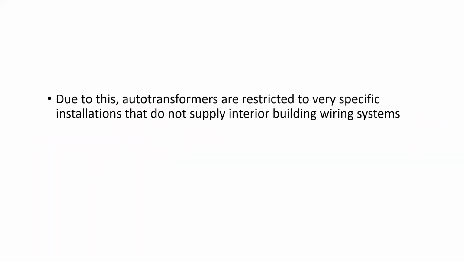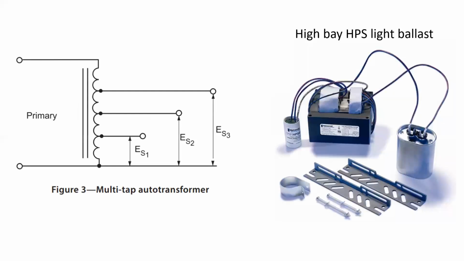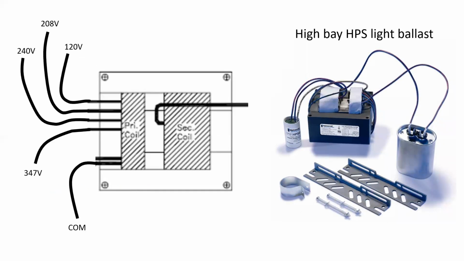Now, due to this, autotransformers are restricted to very specific installations that do not supply interior building wiring systems. What I mean by that is running power from one of these transformers to all of the lights and receptacles inside a building. This is typically not done because of the very high fault current values that we can expect. Where you would see these would be on multi-tap transformers for high bay or HPS lighting ballasts. This is what it would look like for those of you actually doing the installation. You just have a bunch of flying leads and you hook up the voltage that you have available.